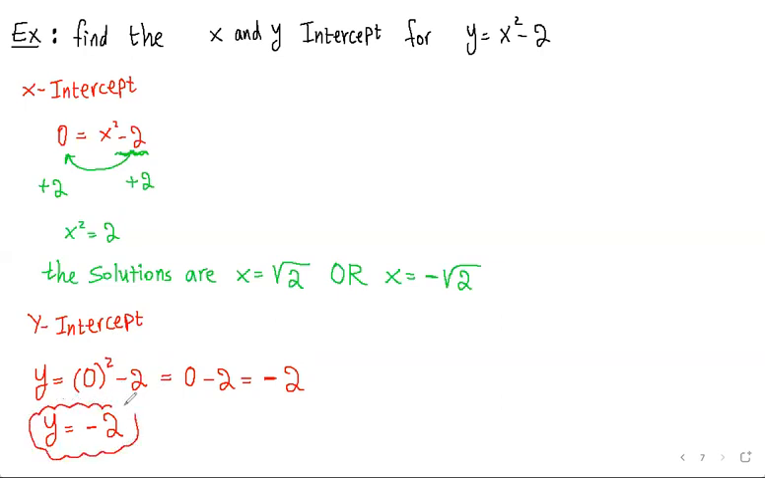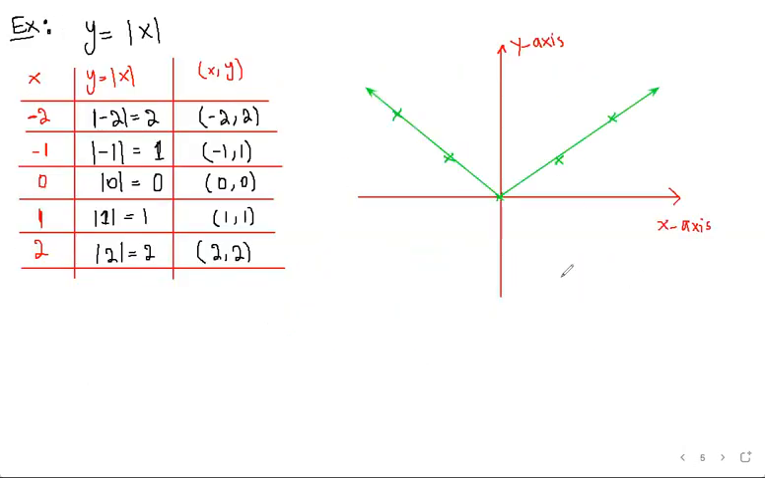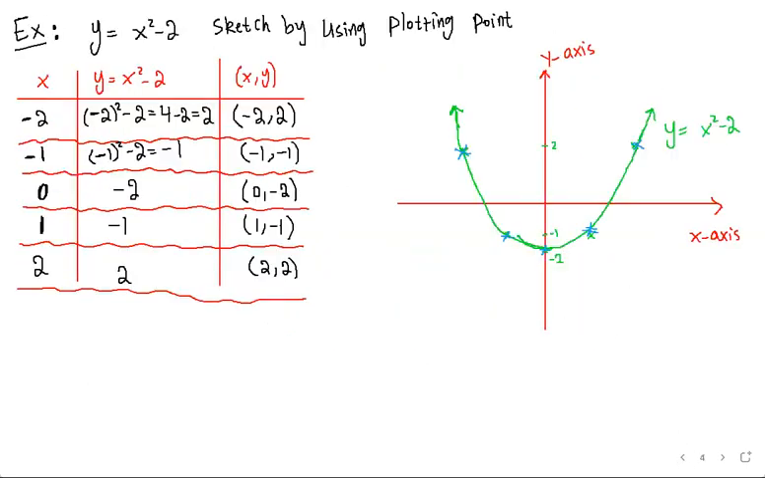So this is my y-intercept, and this is my x-intercept. This one and this one. This means the graph intersects the y-axis at this point, minus 2, and intersects the x-axis at these 2 points. If I want to go back to this graph, it's here. This is the graph for this one.